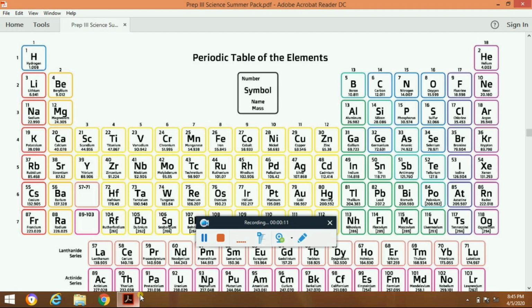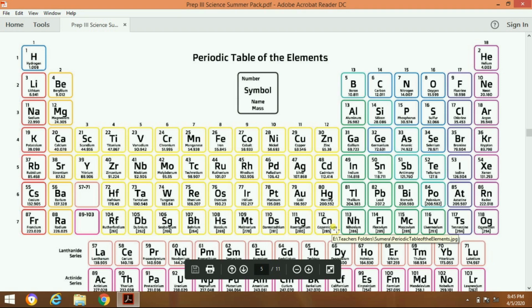Bismillahir Rahmanir Rahim. Today's topic is the periodic table of the elements. What is this periodic table? The periodic table classifies all the elements according to their physical and chemical properties in order of increasing atomic number. That is, in the periodic table, elements are arranged according to their atomic numbers.